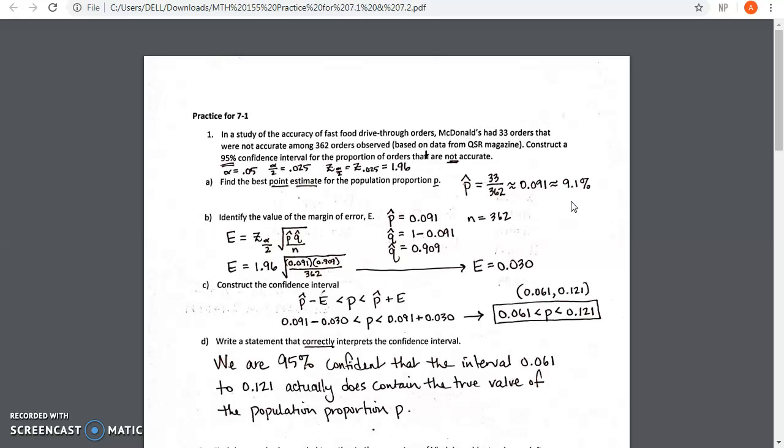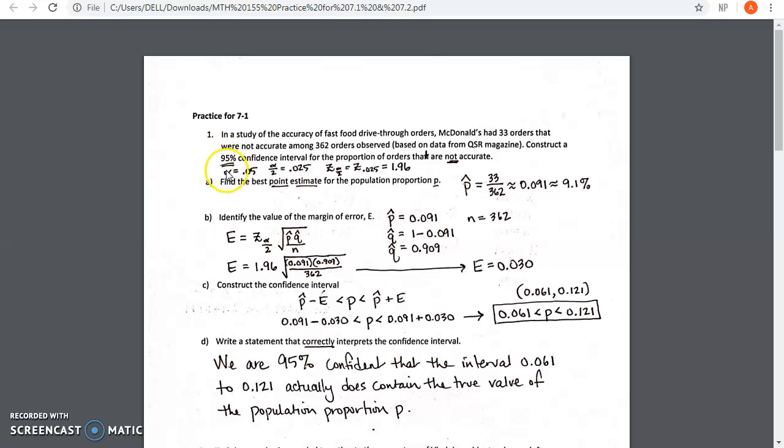Now the next three parts talk about coming up with what we call a confidence interval. In order to do that, we have to figure out the margin of error. Once we figure out the margin of error, we add and subtract it from the p hat value, and that gives us an interval of numbers that our population proportion would fall between, we would think. This is based on the confidence level, and for this problem it's a 95% confidence interval.